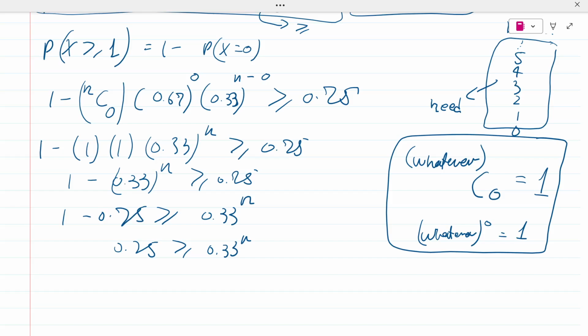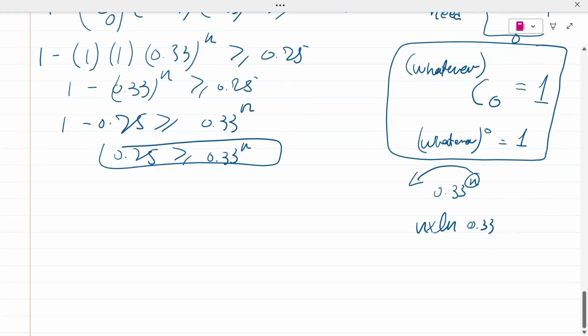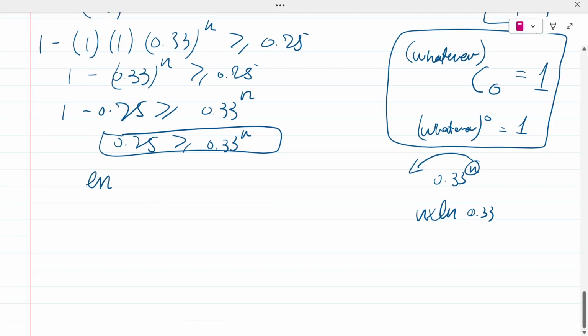Now this is the new step. This is where logs come in. When you take the log of 0.33^n, the power comes before it, right? So it's just going to be n multiplied by the natural log of 0.33. And yes, when you take the log, you place a log on both sides of the equation. Why? Because you don't want to disturb the balance of the equation. So it's going to be ln 0.25 greater than or equal to n multiplied by ln 0.33, right?